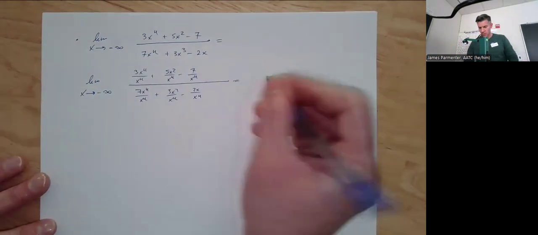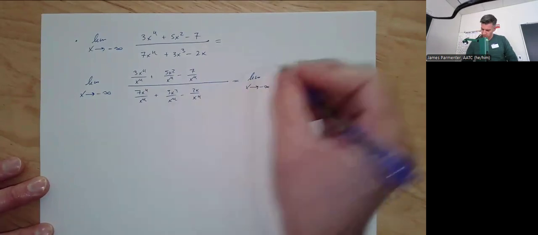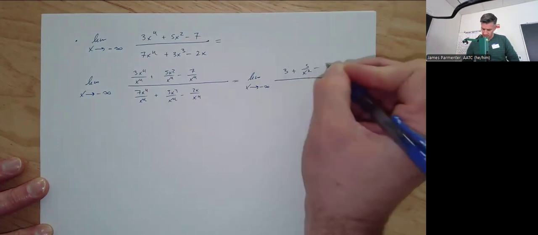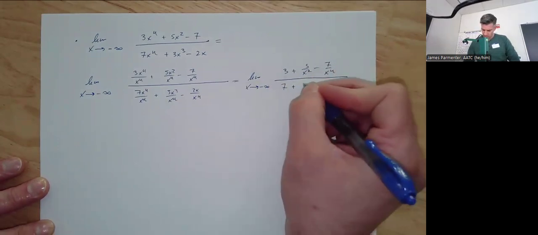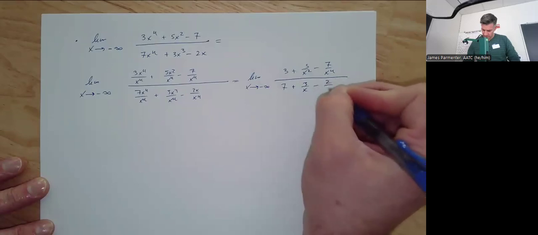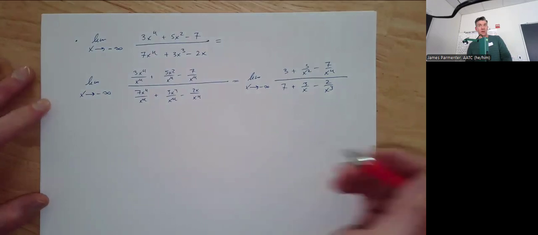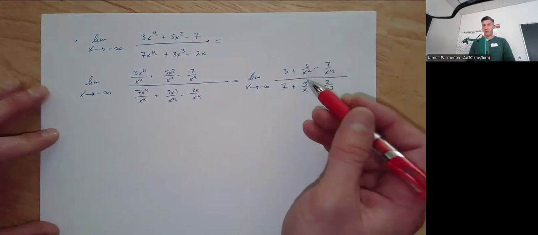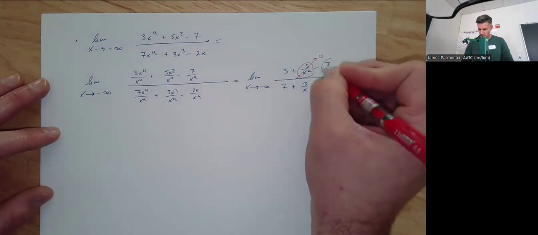And then we simplify. We try not to write too many steps. So we have 3 plus 5 over x squared minus 7 over x to the fourth, over 7 plus 3 over x minus 2 over x cubed. And all these things divided by x to some power are getting really, really large. It doesn't matter if they're negatively large or positively large. 5 divided by a really big number, whether it's positive or negative, is still getting closer and closer to 0. And so are all of these things.